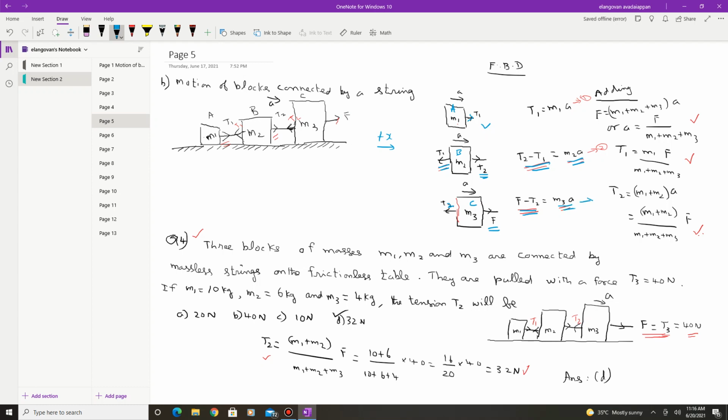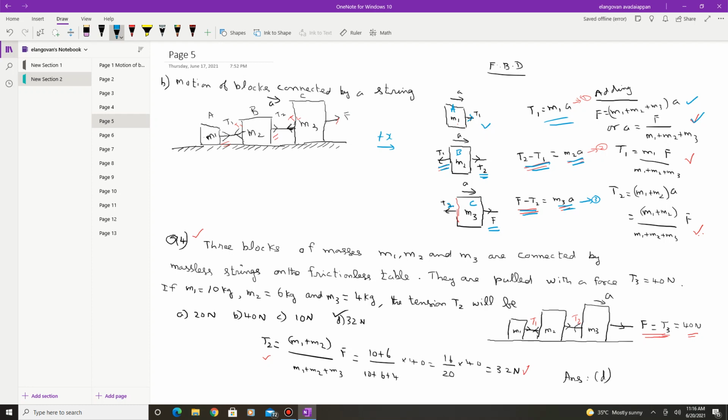So you have three equations. If you use the first block, T1 is equal to M1A. If you use the second block, T2 minus T1 is equal to M2A, equation 2. And if you use the third block, F minus T2 is equal to M3A. Once you add the three, the equation is F is equal to M1 plus M2 plus M3 times A, or A is equal to F divided by M1 plus M2 plus M3.